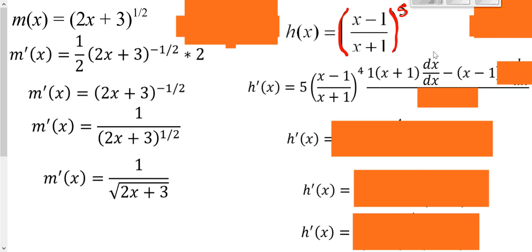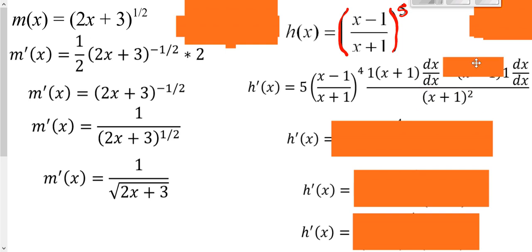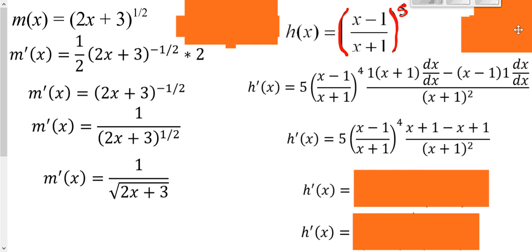Well, derivative of the bottom is just a 1. Chain rule would be the derivative of the inside, derivative of x with respect to x, so dx over dx. All over the bottom squared. Well, the dx over dx in each case is 1. Timesing by 1 doesn't change it, so it's just an x plus 1, x minus 1 on top.